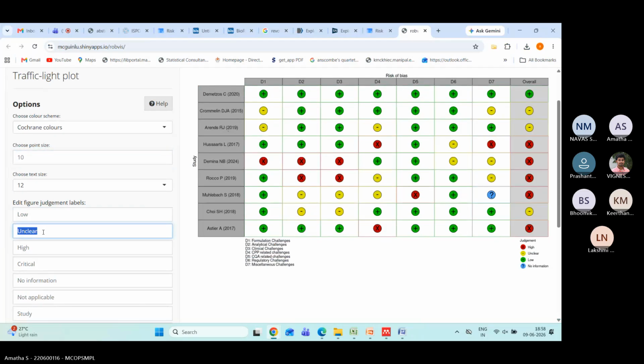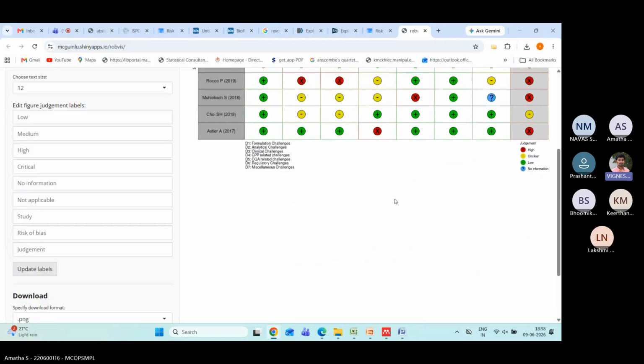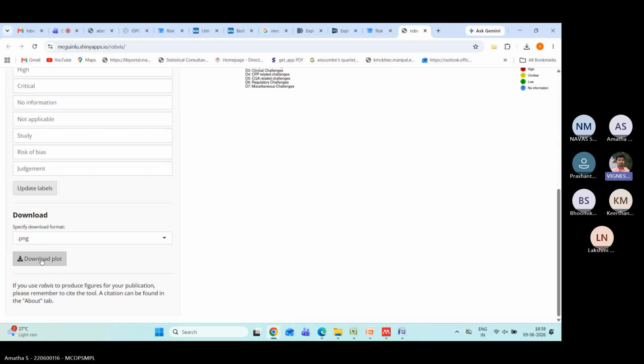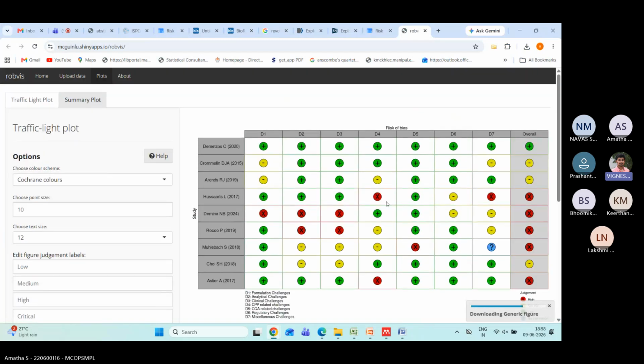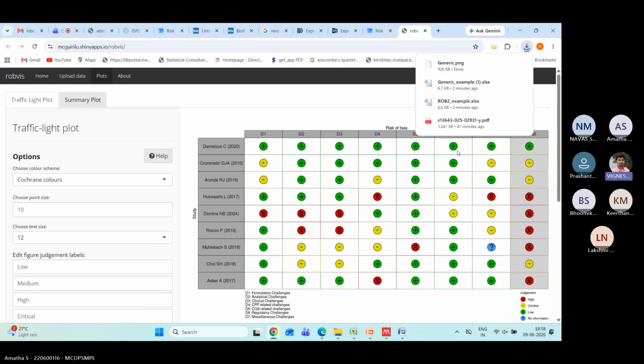Here, if you want to change anything, now it is low. Instead of unclear, I want medium challenge. So I put medium, then high. This diagram you will get, and you can export it here at the bottom. Sorry, here you can download the plot and use it for your publication purpose. This is what you put in your risk of bias analysis.